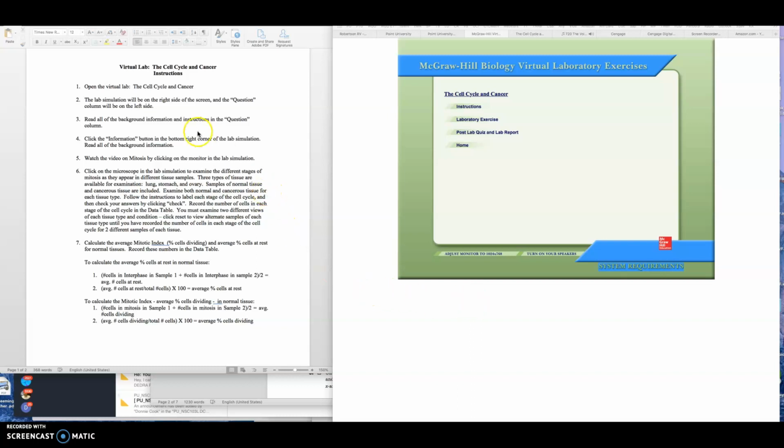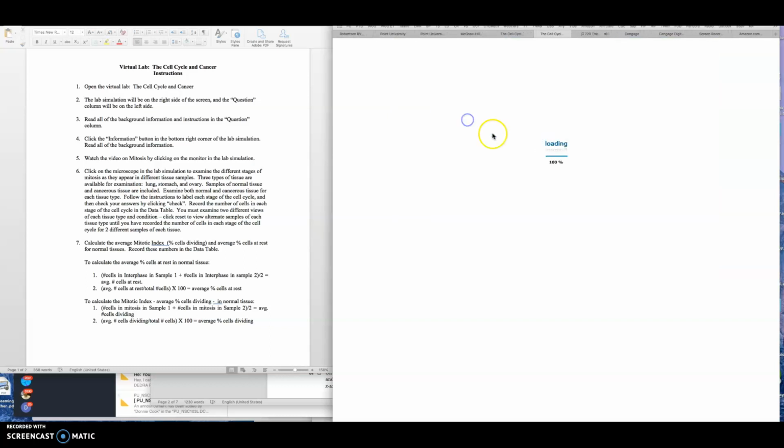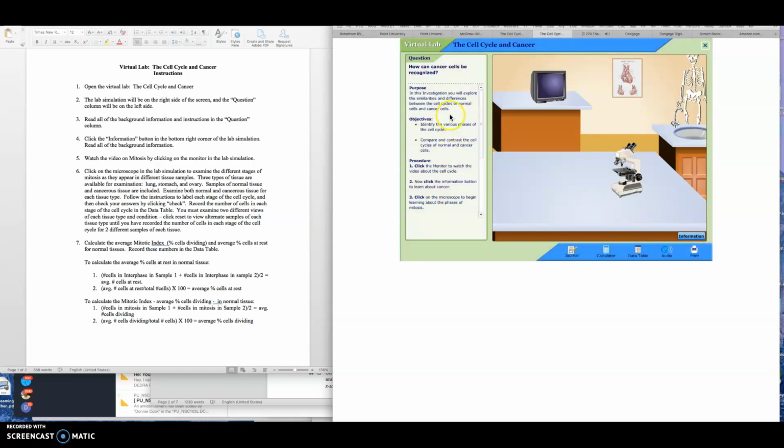Alright, let's see if we can do this lab. So we're going to open the virtual lab, cell cycle and cancer, which I've done over here. And down, I clicked instructions and I downloaded, and that's what I've got right here. So then I go into the laboratory exercise, and it tells me the procedure.